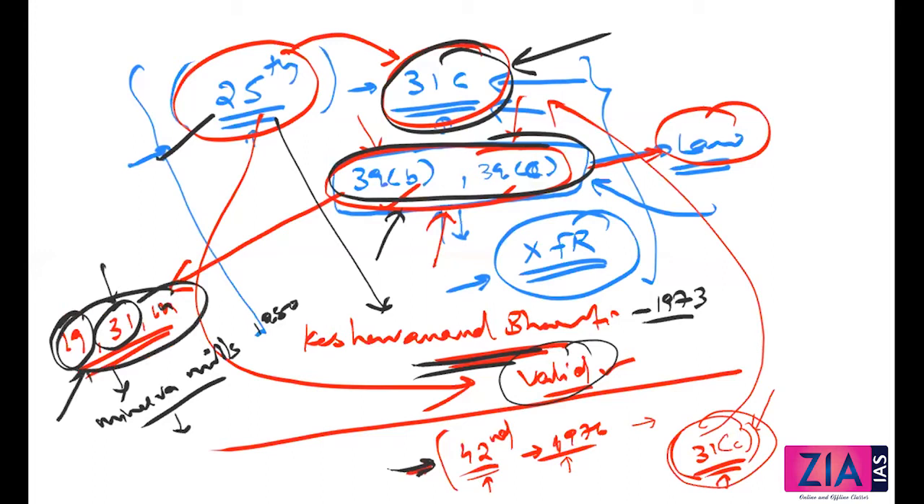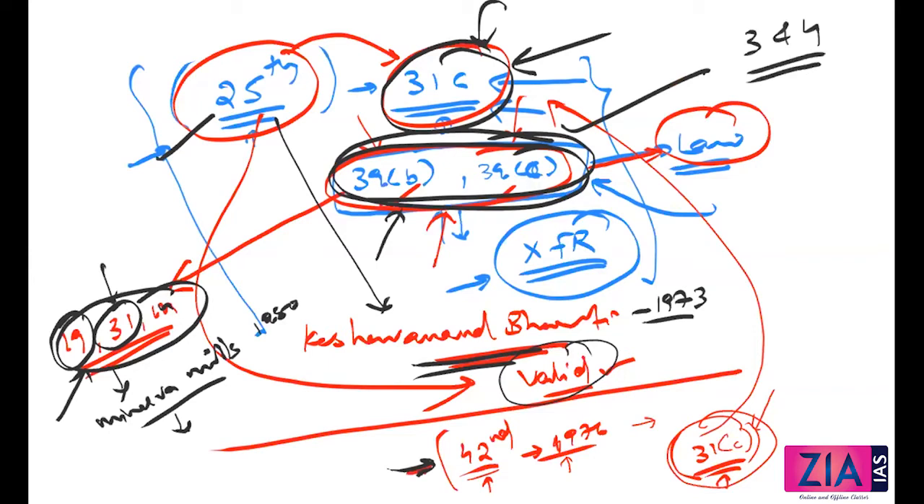And in the Minerva Mills case, it has been declared that the previous position is fine for these two, but not for all. So there has to be a balance between Part 3 and Part 4. Now what is the balance? What is the current situation now?